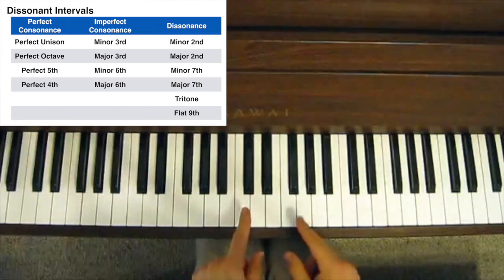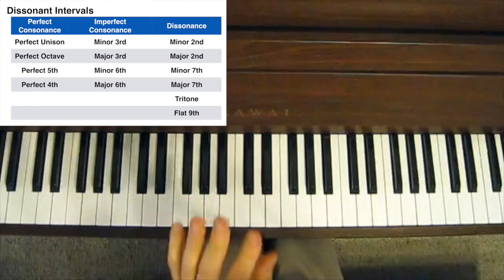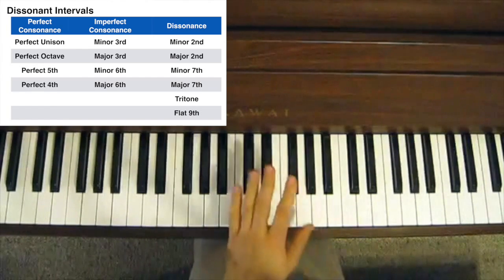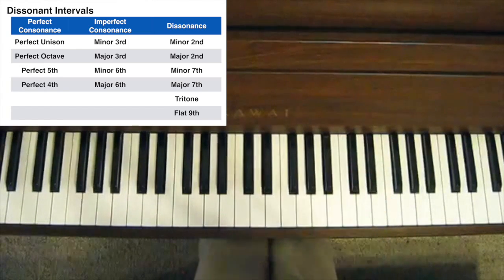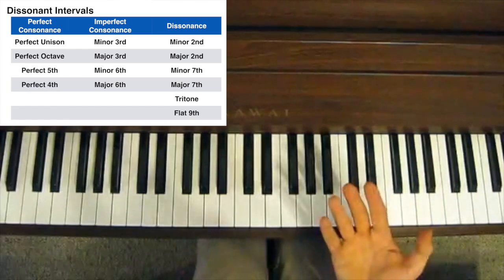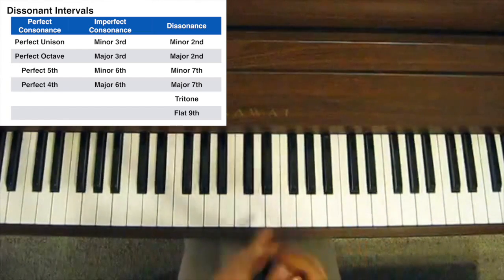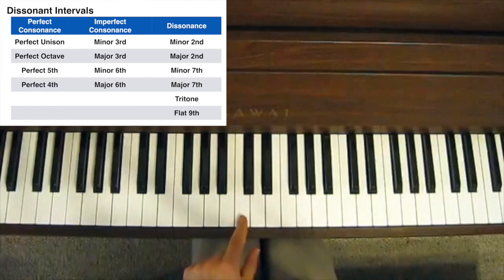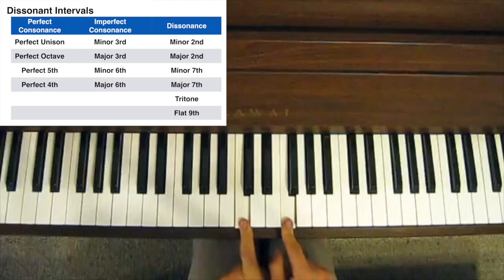Essentially, in this lesson, I'm going to lump all the possible intervals into three categories: those of perfect consonants, those of imperfect consonants, and those of dissonance. And then I'm going to explain to you how to use the dissonant intervals to create tension in your soloing. So let's begin. The perfect consonants are, as I said before, perfect unison, perfect octave, perfect fifth, and perfect fourth.